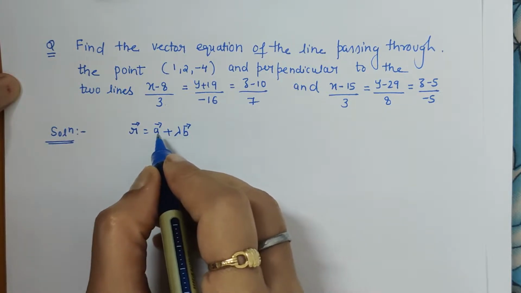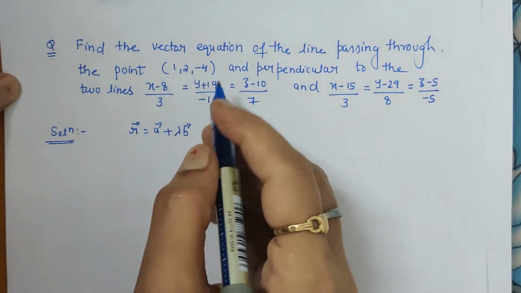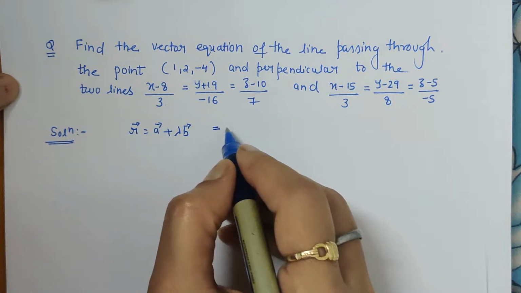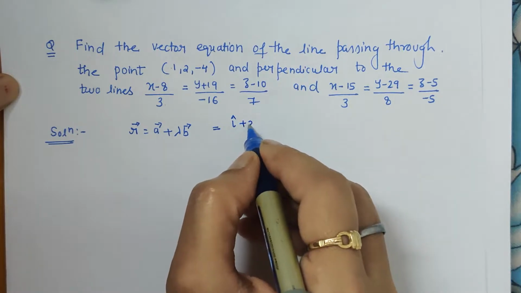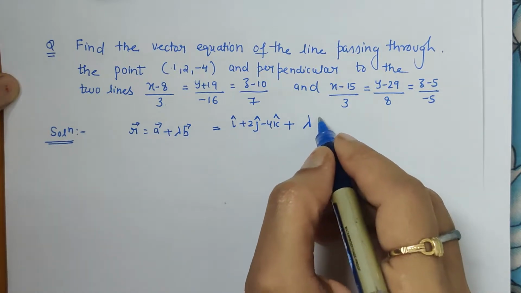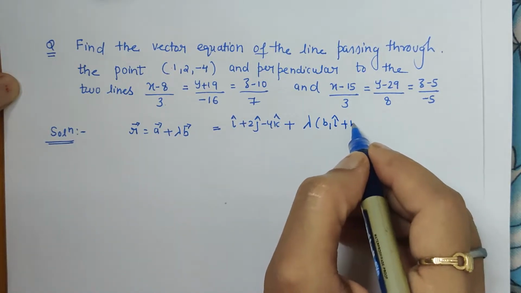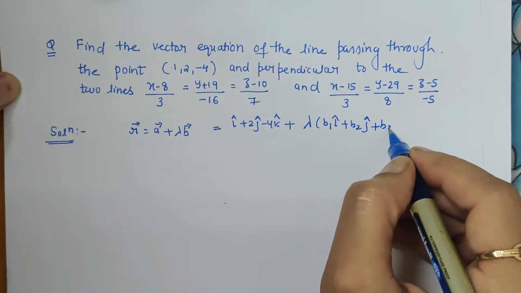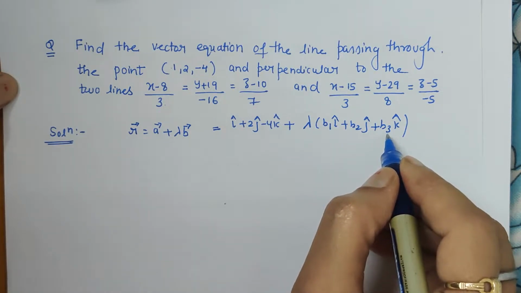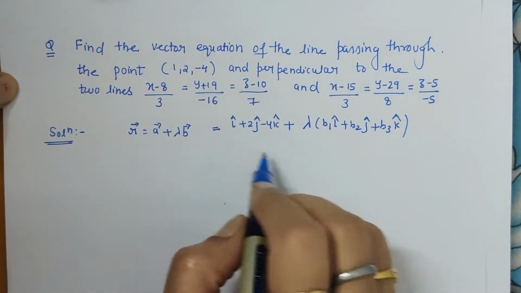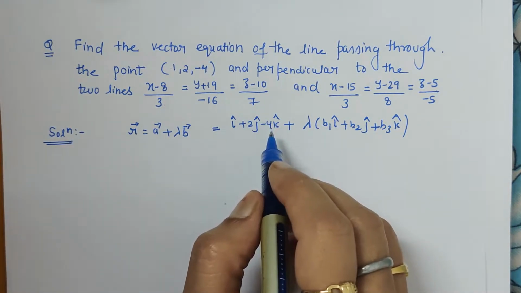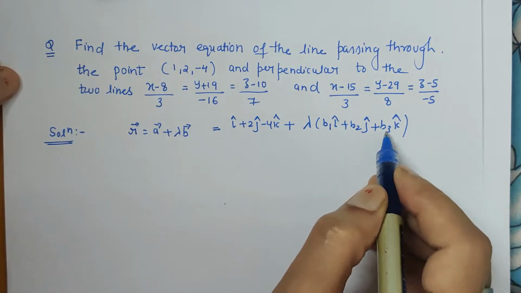Here we know the a vector, which is (1, 2, -4), but we do not know the b vector, so we have to find it. Substituting, a vector is i cap plus 2 j cap minus 4 k cap, plus lambda times b1 i cap plus b2 j cap plus b3 k cap. That means we have to find b1, b2, b3. The moment we get them, the equation of the line is obtained in vector form. So this is our target, because a vector is already with us. Let's see how we can find b1, b2, b3.